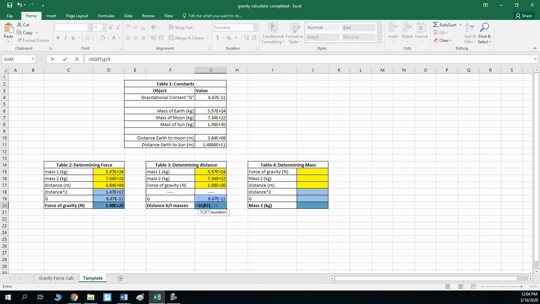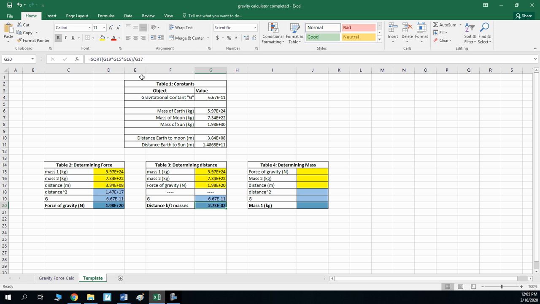Let me put this in parentheses actually. G19 times G15, which is our mass 1, times G16, which is our second mass, the mass of the Moon, and we're going to divide that by G17, which is the force of gravity. And if you'll notice, let's see, did that come out right? No, it didn't. Let's see, hold on one second.